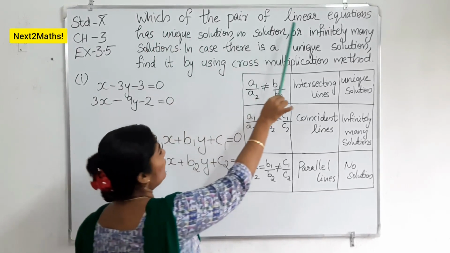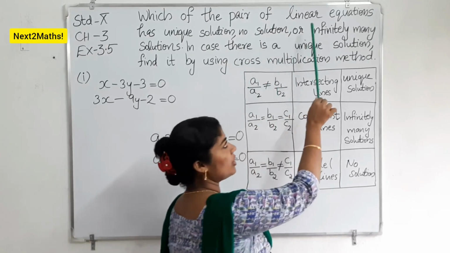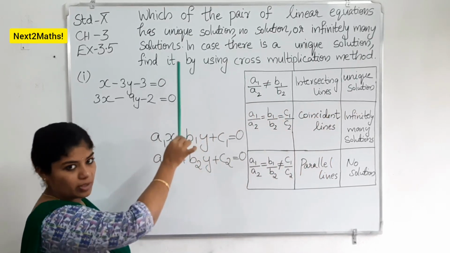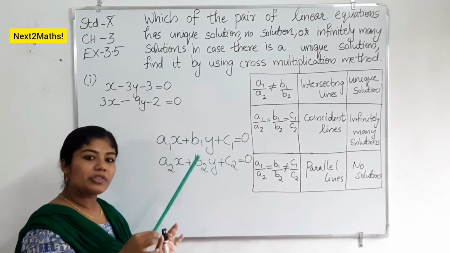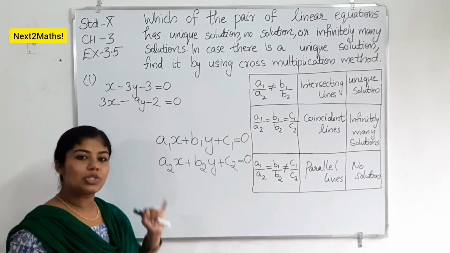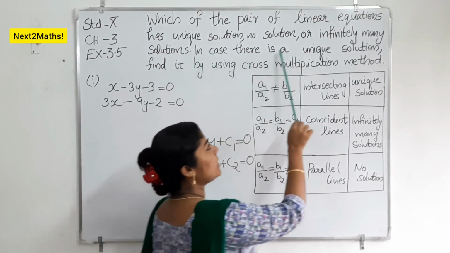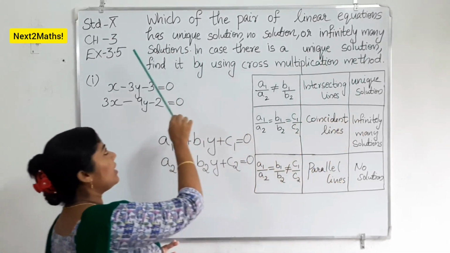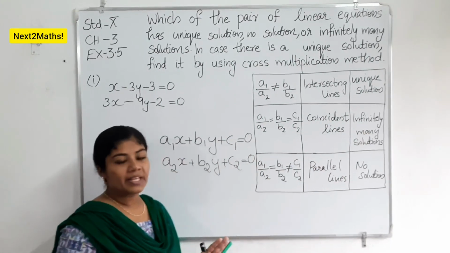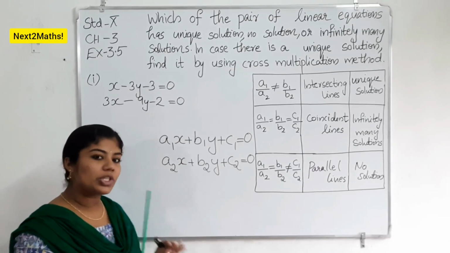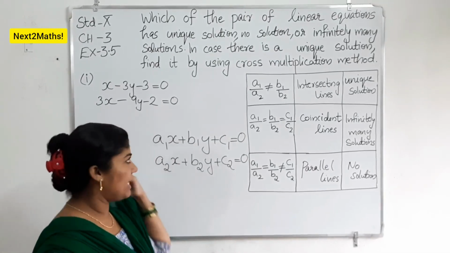Which of the pair of linear equations has a unique solution, no solution or infinitely many solutions? So a pair of linear equations will be given. First of all, you have to check whether it has a unique solution, no solution or infinitely many solutions. And in case there is a unique solution, find it by using the cross multiplication method. If there is a unique solution only, you find the answer using the cross multiplication method.